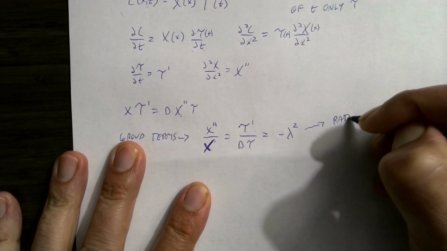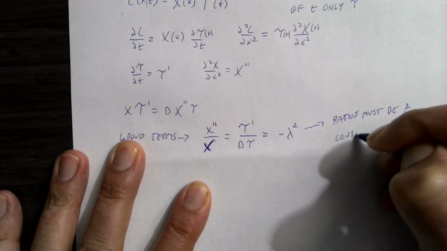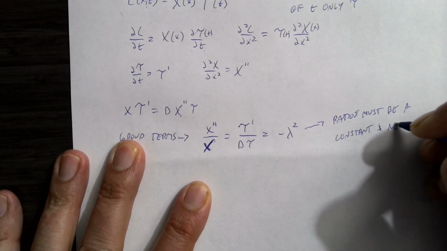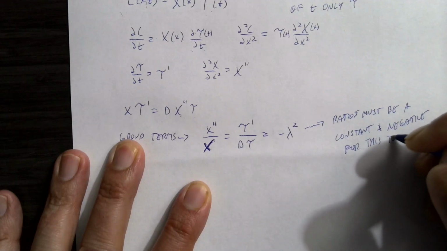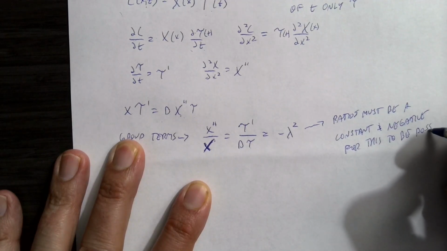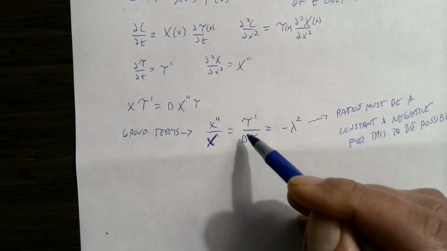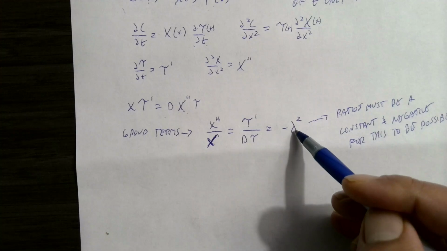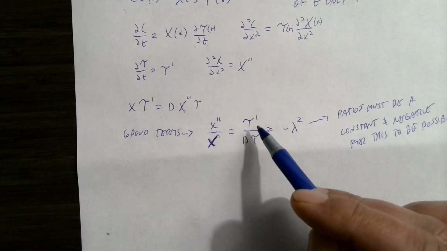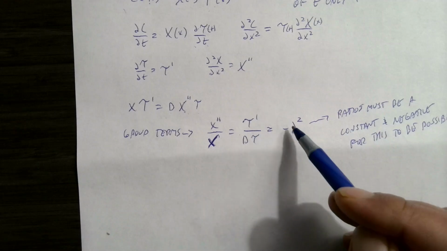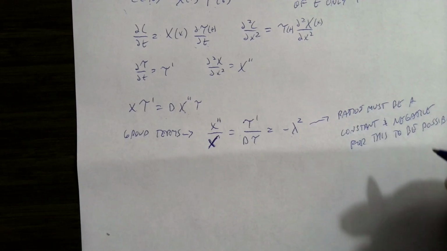So the ratios must be a constant and negative for this to be possible. Okay, because again, if it's some function of x, its derivative is a function of x, you make this ratio, and likewise with t, those things aren't going to be equal unless they're equal to a constant like 5 or 10 or something. And the reason it needs to be negative is for this to be stable, we need it to dampen out over time. So this term is going to blow up if it's not negative. All right, so for it to be stable. So that's why it's a constant.